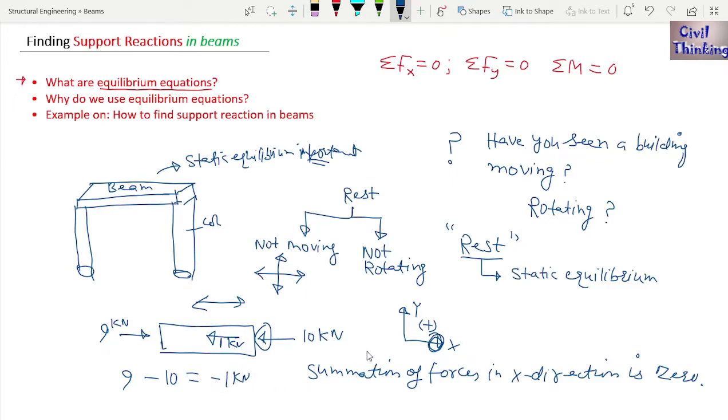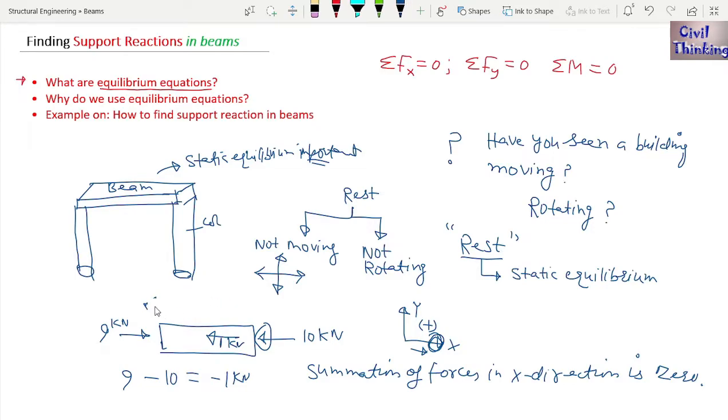When I get negative 1, I for sure know the direction is like this, because our positive direction is like this, right? Because of this net force, the body will move in the left direction. It means when the summation of forces in x direction is not 0, the body will move. The body will move means there will be no resting, no static equilibrium. Of course we don't want that building.